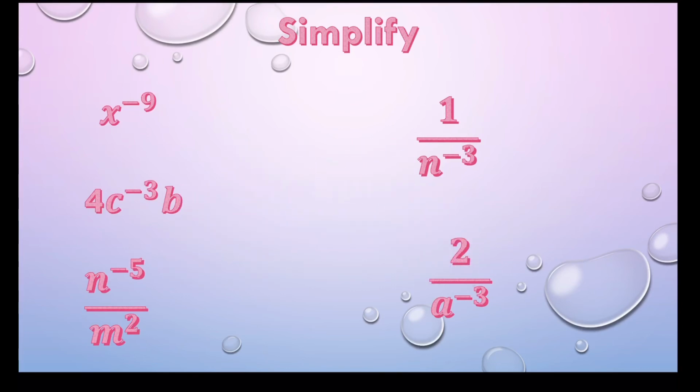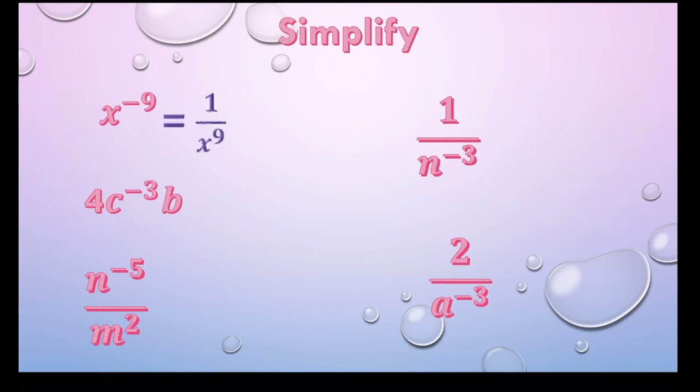Okay, let's see how you did. So x to the negative 9th. Well, technically that negative is on top. So I want to bring it to the bottom. Is there anything else I can do? No, that's it. There's nothing else to combine. There's nothing else to change.